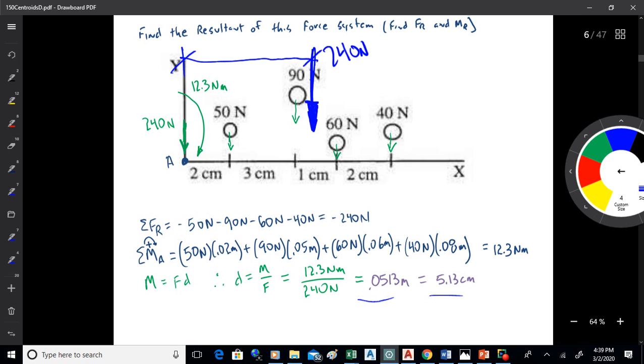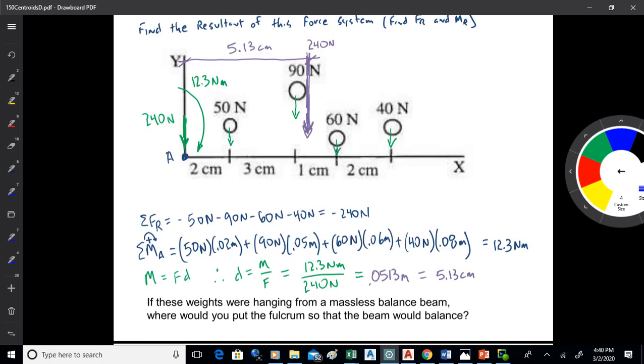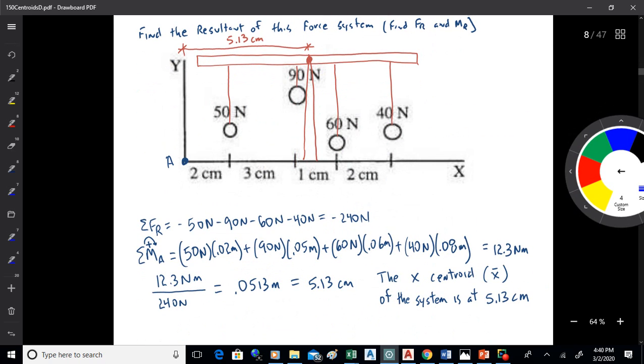Another way to think about this, not so much in technical terms like resultants: if I've got a balance beam, where am I going to put the fulcrum to make that thing balance? If I'm going to hang those weights off a beam, where does the fulcrum go? Yeah, I think so. So that's another way to look at that. I could put a balance beam there if those weights are hanging on wires. I would put the fulcrum, the balance point, at 5.13 centimeters over. That is the center of that system.